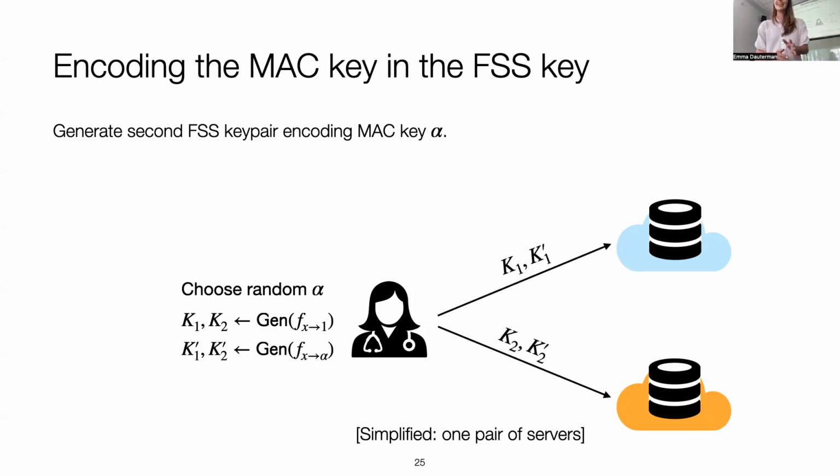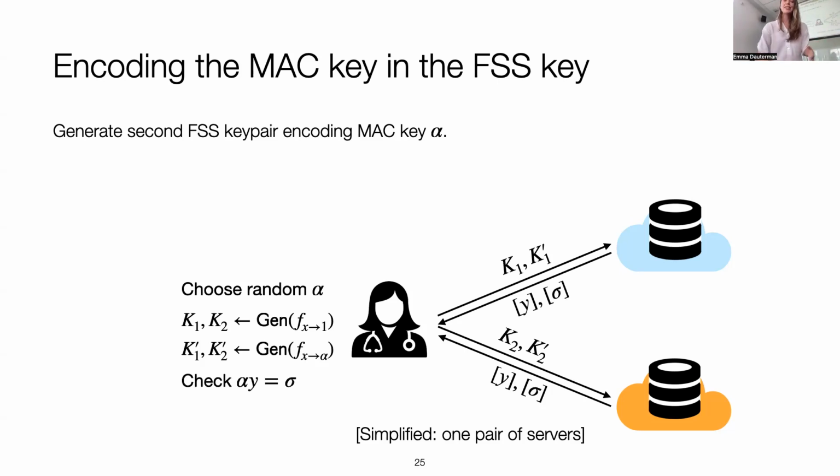It's going to send the first key from each of these key pairs to the first server, and then the second key from both of these key pairs to the second server. We'll evaluate and send back the results Y corresponding to the first key, and then the shares of the sigma value corresponding to the second key pair. And then we can reconstruct and check that alpha times Y is equal to sigma.